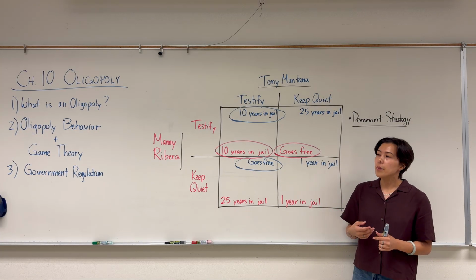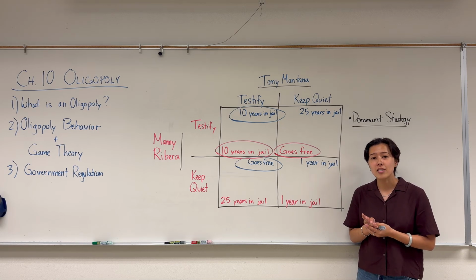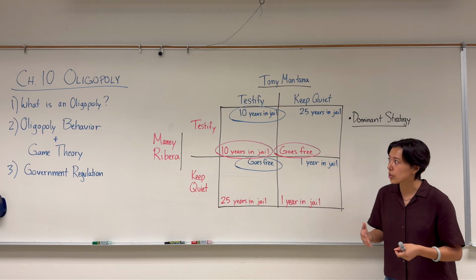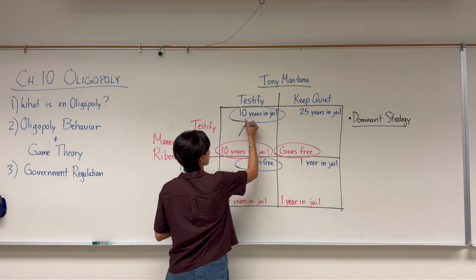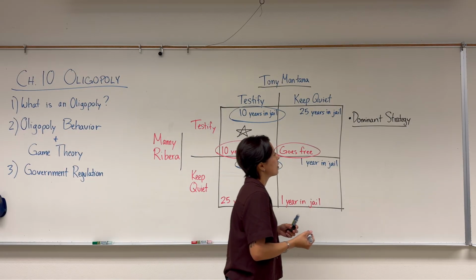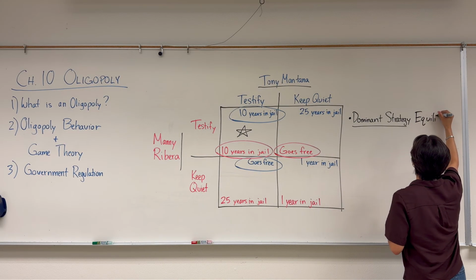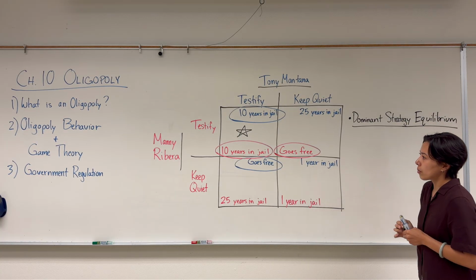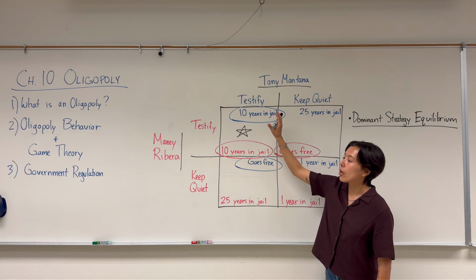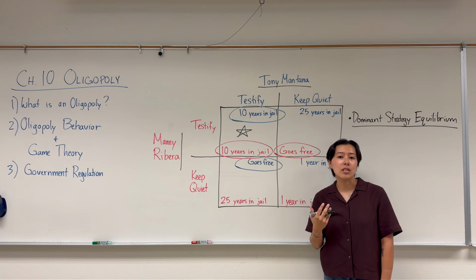In this game, because our players can't work together, they just have to make their best choice depending on what they expect their opponent to do. This square right here is going to be the true result of our game. And we call this the dominant strategy equilibrium. So both Manny and Tony will choose to testify, and they will each serve 10 years in jail.